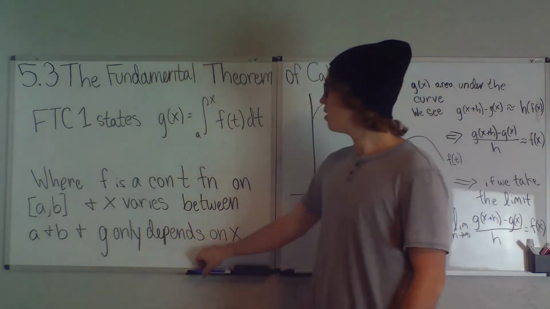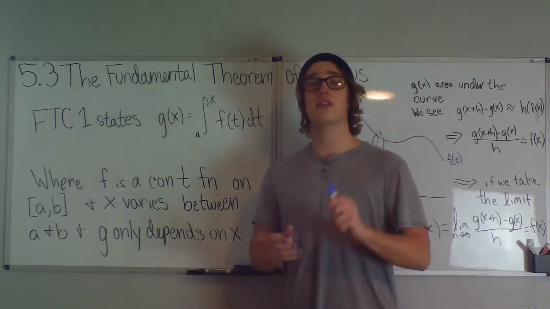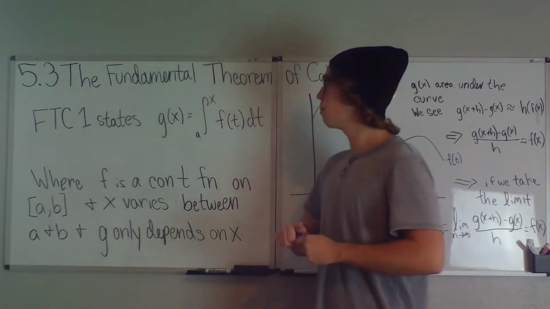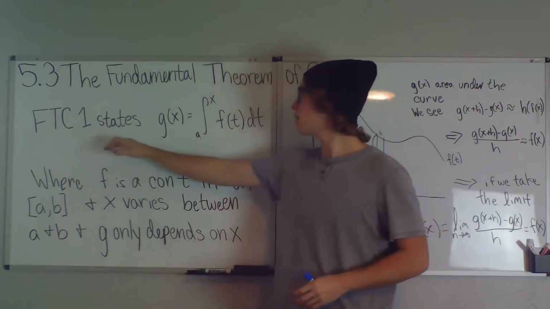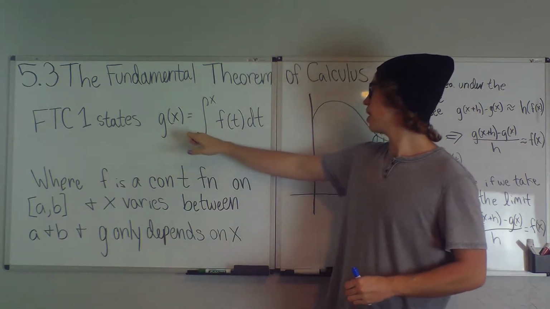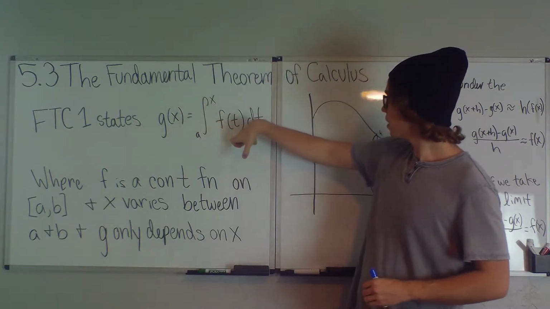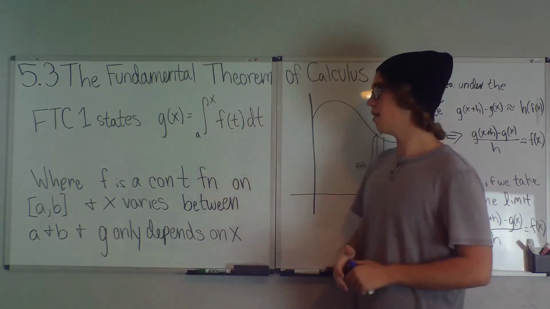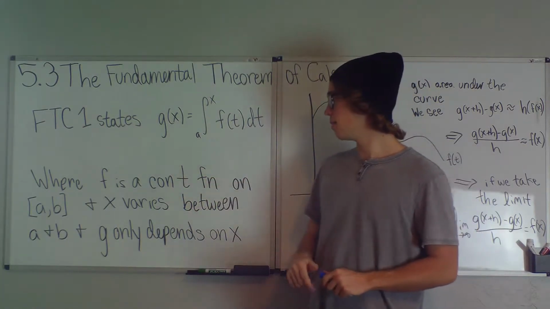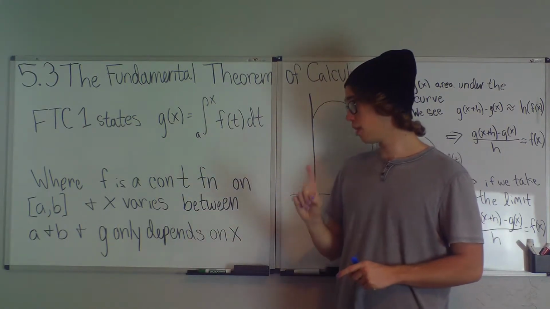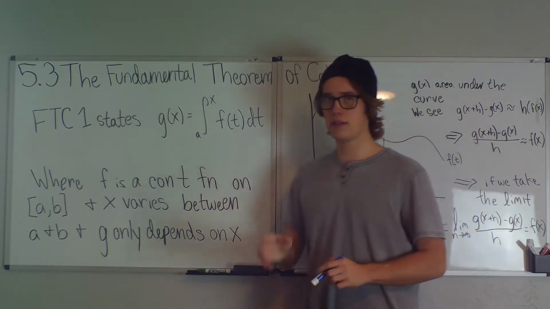So FTC1 states, because there's two, there's FTC1 and FTC2, they're both parts of the fundamental theorem of calculus. FTC1 states that g of x is equal to the integral from a to x of f of t dt. This is where f is a continuous function on a to b and x varies between a and b and g only depends on x.